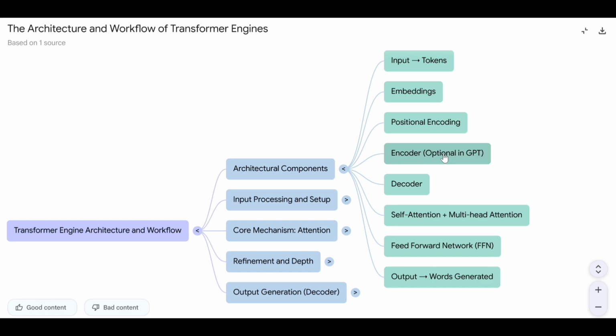Now the encoder is optional. Whatever the decoder does, the encoder does the same, but it is only used in the older models, not right now. In the GPTs we are using, it is not there, so we can skip this. But the decoder, we'll discuss. In the decoder we will have these three things: first the self-attention mechanism, then the feed forward network, and then how the output is generated. All this is done by the decoder itself.